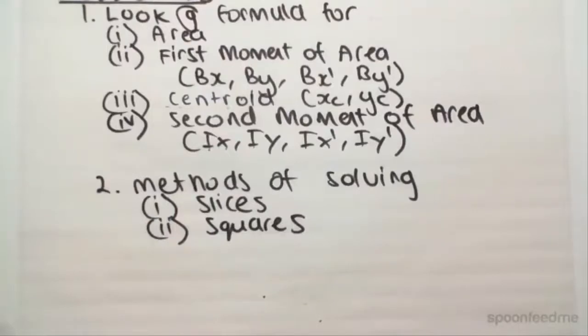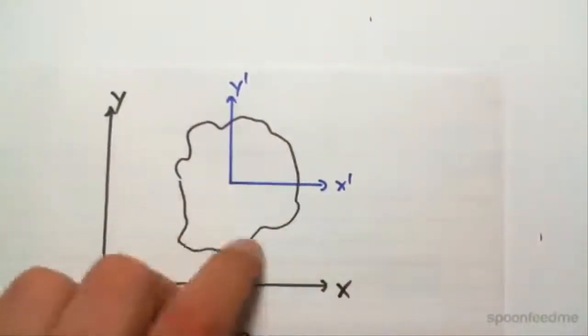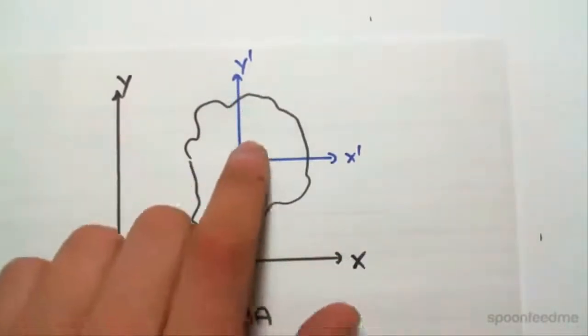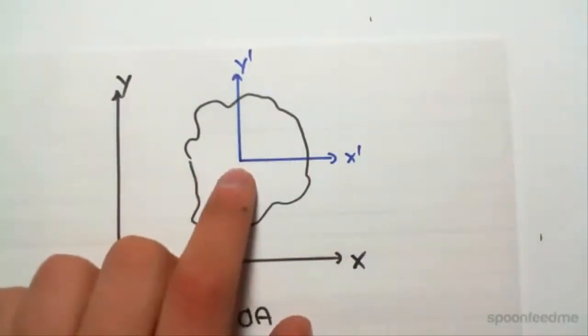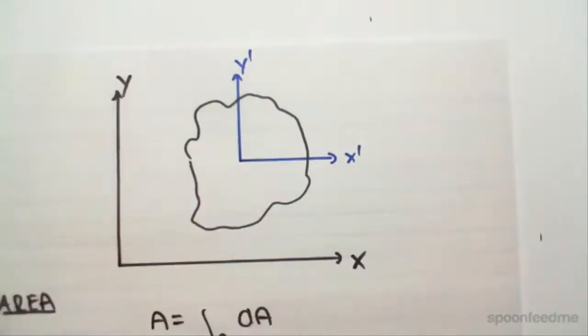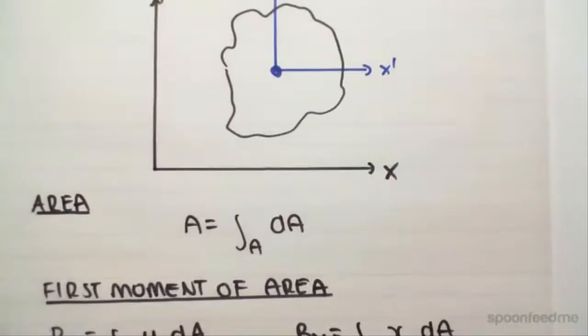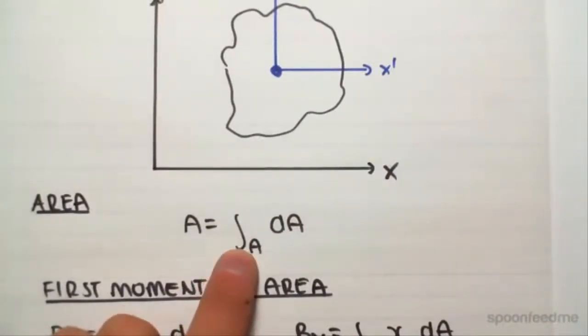So what we're going to have is some type of shape in reference to reference axes x and y, and then x dash and y dash is the centroidal axis. So these axes act at the centroid of the shape. So to find the area, you would just solve the integral over A of dA.